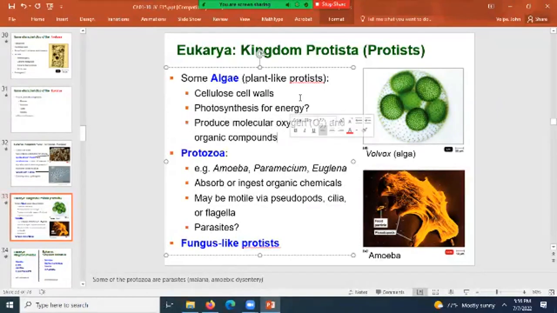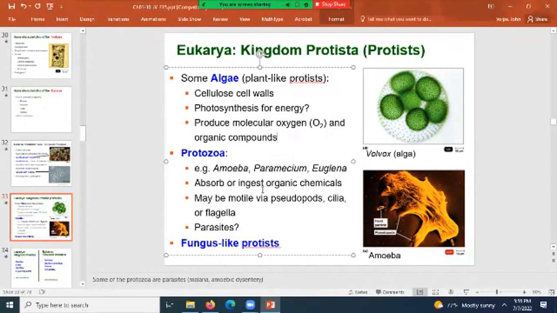Anyways, those are the plant-like protists, which are mainly the algae. The animal-like protists we call the protozoa, that include the amoeba, paramecium, and the euglena. They absorb or ingest organic chemicals to obtain their food. So they do not make their food from photosynthesis or chemosynthesis. They have to ingest or absorb their food, same as we do.